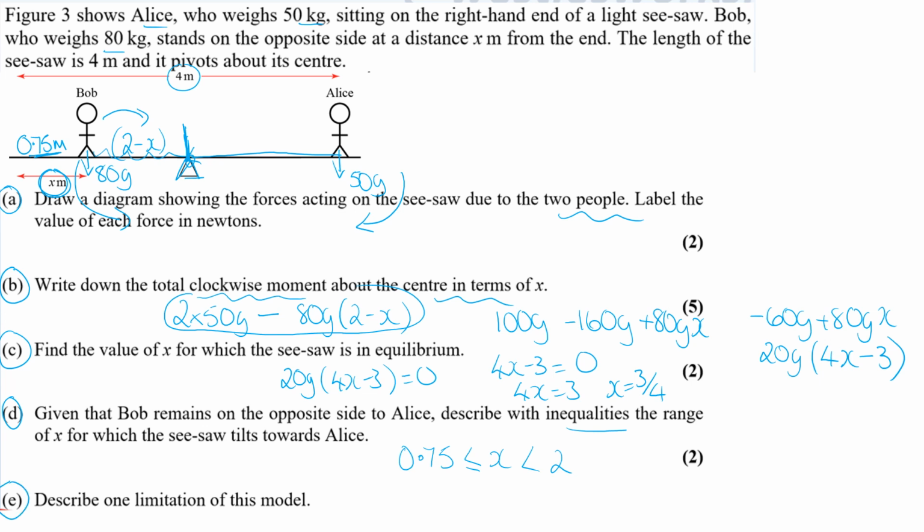For part E, describe one limitation of the model. Well, one limitation is that Alice could not be standing exactly on the end. The seesaw might bend, it might not be rigid, or the pivot might not act directly at a single point. So those would be the limitations of the model. Any of those would get the 1 mark at the end of the question for part E.